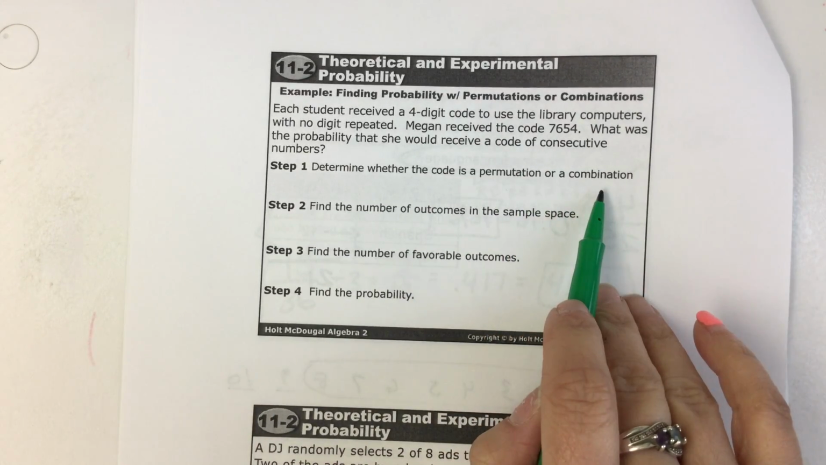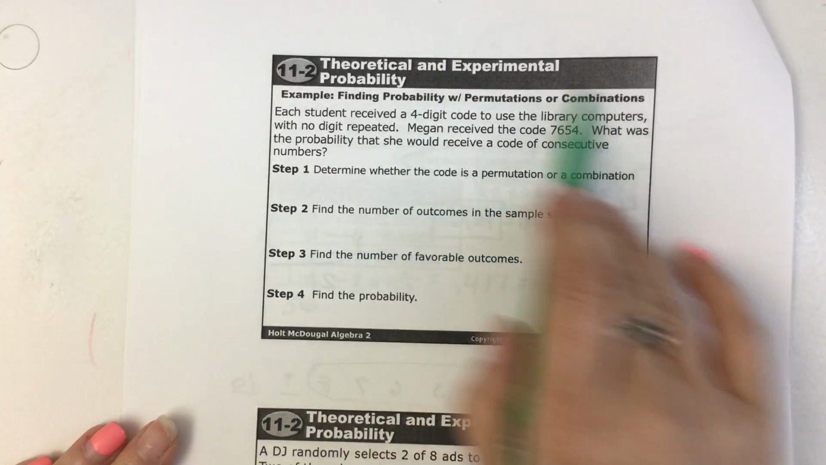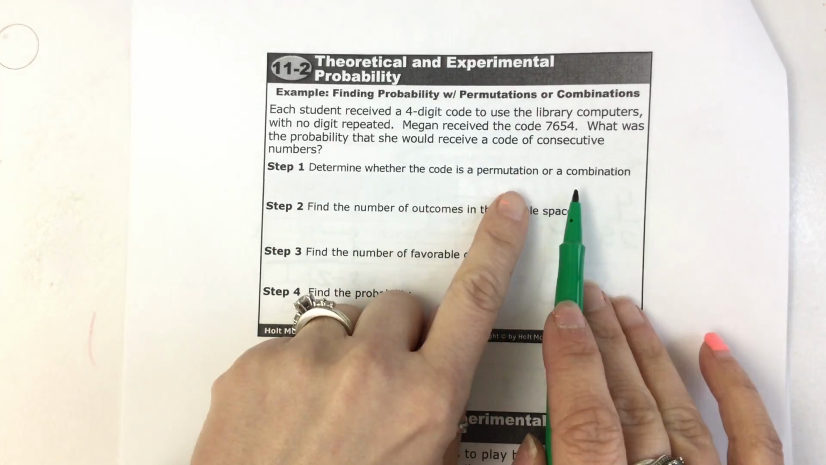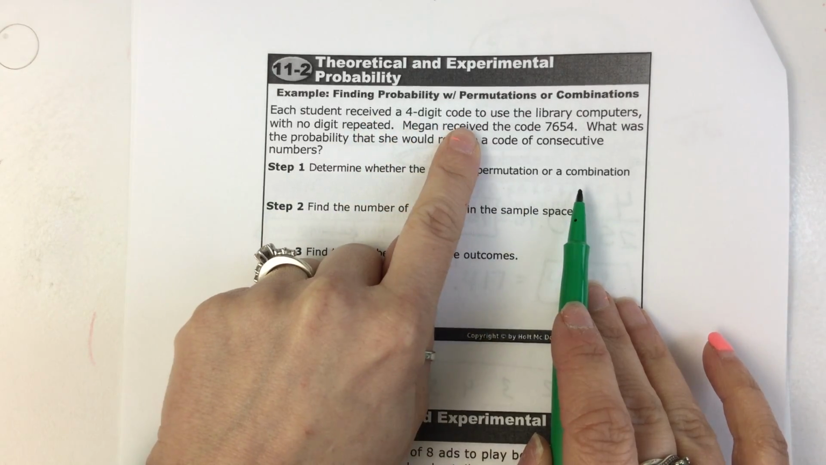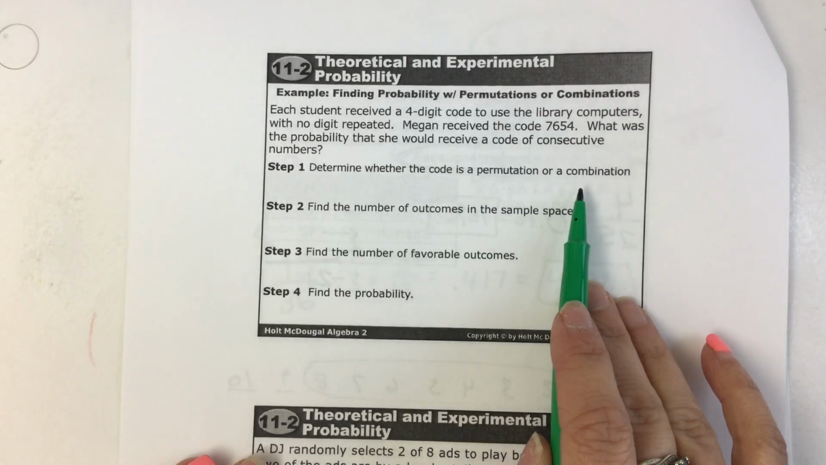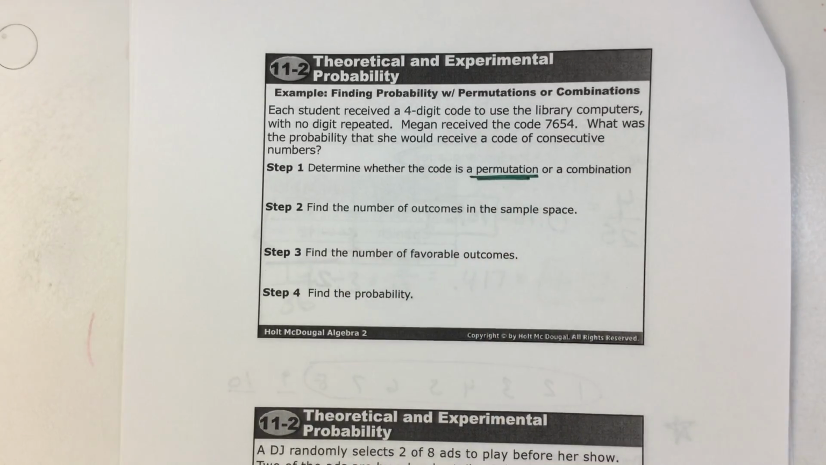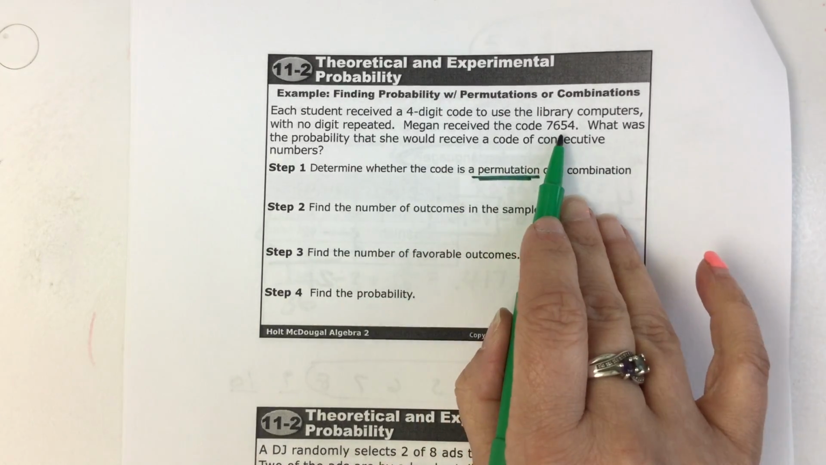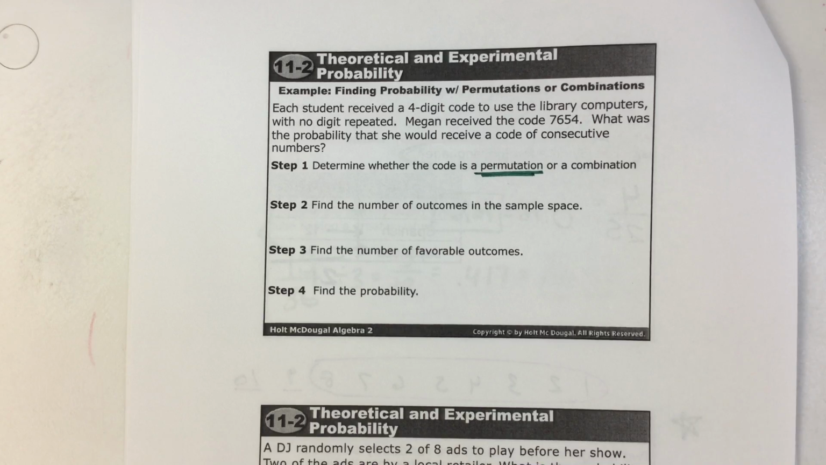In order to figure out how many possibilities there are, we can't list them out. That's why in 11.1 they taught us about permutations or combinations. So when you have a scenario like this, first thing is to figure out what you need. If you're getting a 4-digit code to use the library computers, obviously the order matters. Megan can't go 5746 and the computer will be like, hey, you use the same numbers. They have to be in that order.